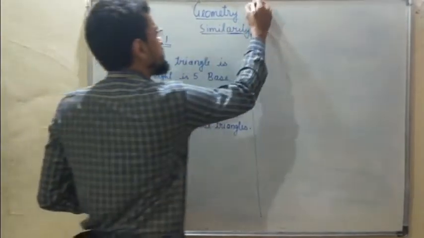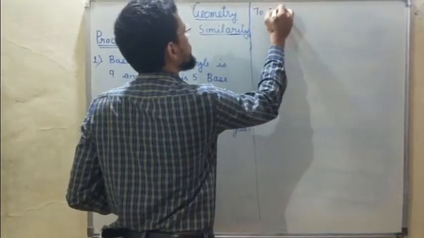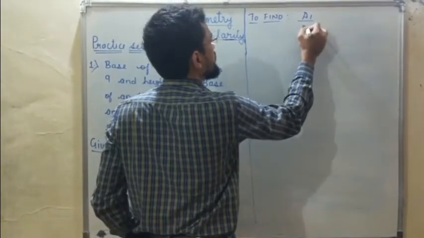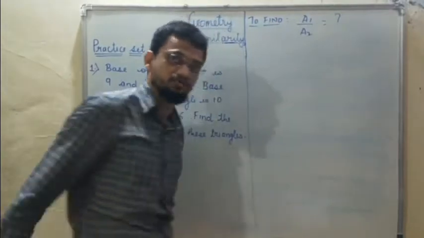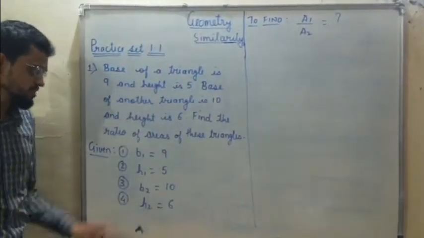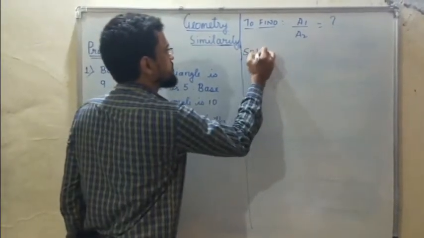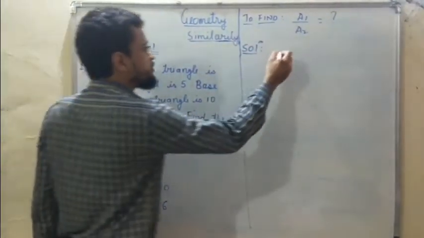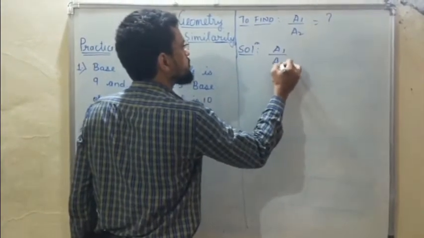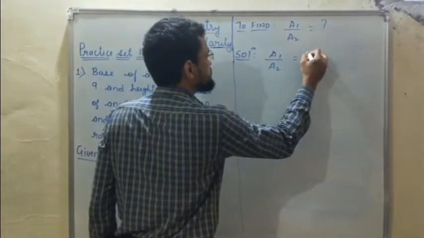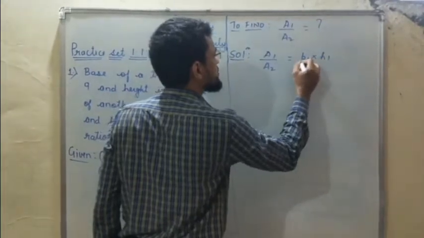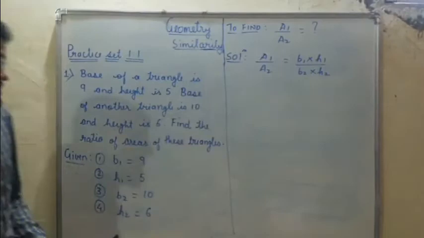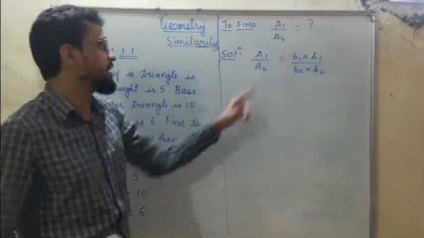Find the ratio of areas of these triangles. We have to find, what we have to find? Ratio of areas, that is A1 upon A2. We have to find ratio of areas of these two triangles. Now the solution. The first property is A1 upon A2 is equal to B1 multiplied by H1 divided by B2 multiplied by H2. The first property of this chapter, similarity. Now we have to find A1 upon A2.